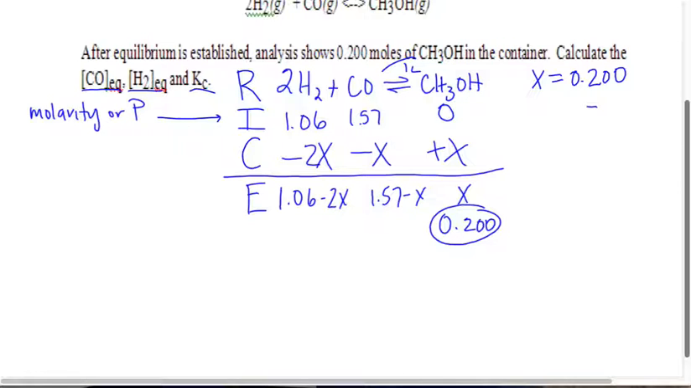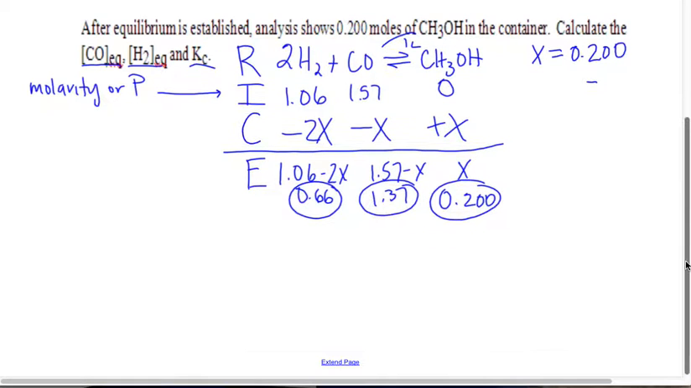What do I do? How can I find the other equilibrium concentrations? Plug in X. So if I have 1.06 minus 0.4, what is that? 0.66. So that's my concentration of this one. 1.57 minus 0.2, I can actually do that in my head. 1.37. And so those are my equilibrium concentrations.